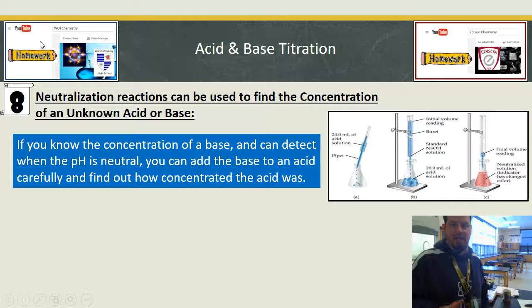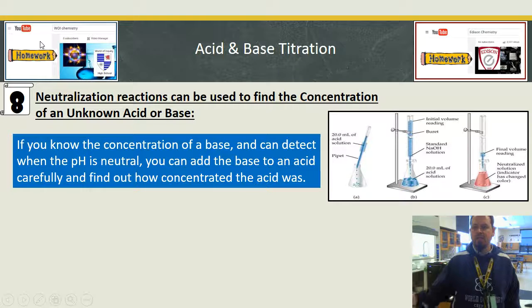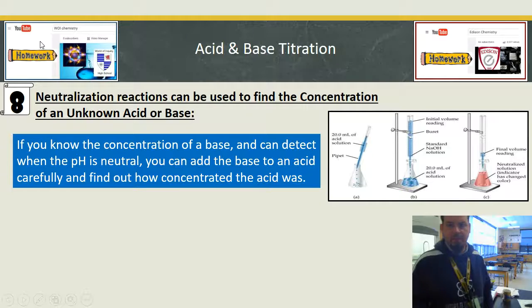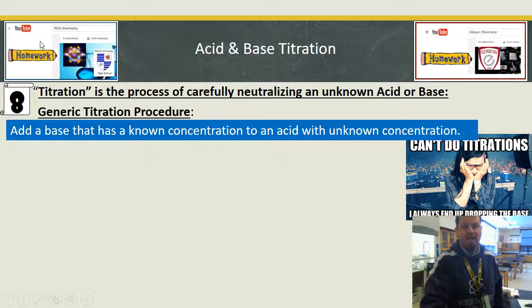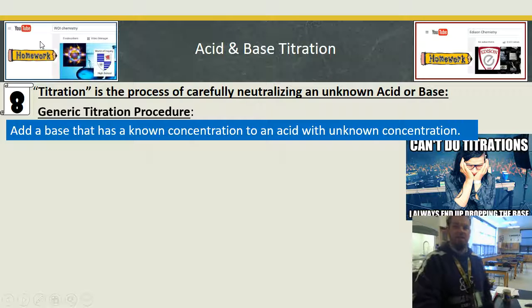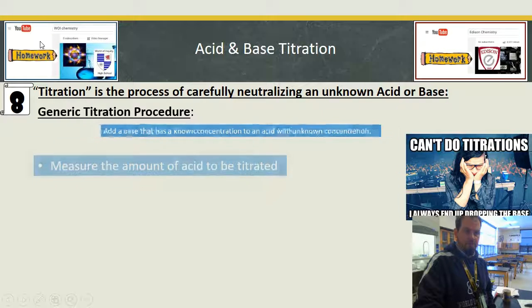So you know the volume of the acid, you know the volume of the base, and your teacher tells you the concentration of the base going in, and I use that to find the concentration of the acid. Okay, so here it is. I'm going to add a base that has a known concentration to an acid with an unknown concentration. That known concentration right there, you should circle that because you need that variable to plug into the equation.